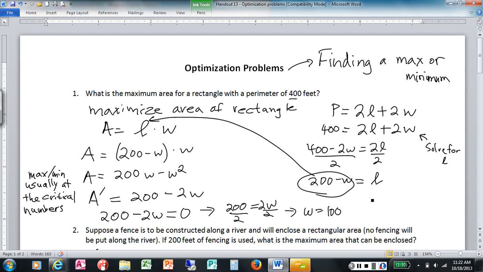The maximum area then is going to be that width. And what would the length be? If the width's 100, what would the length be? Well, since the length is 200 minus W, right?